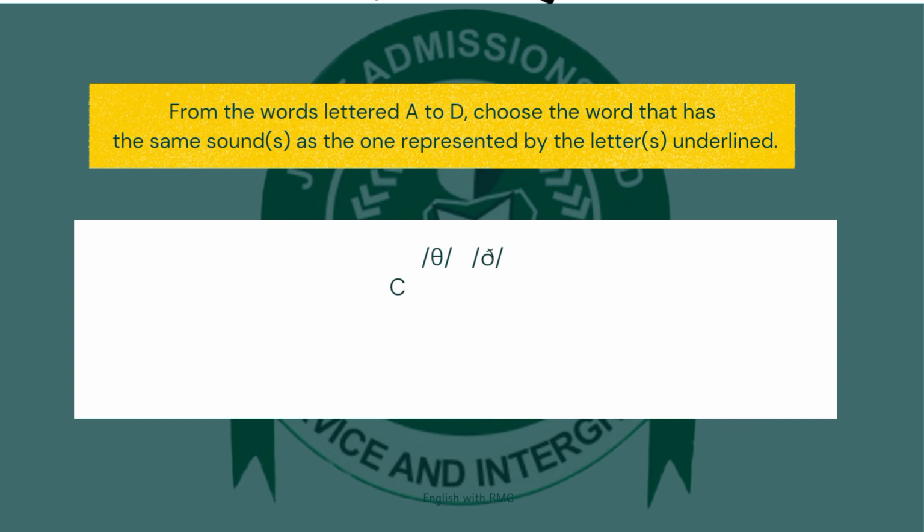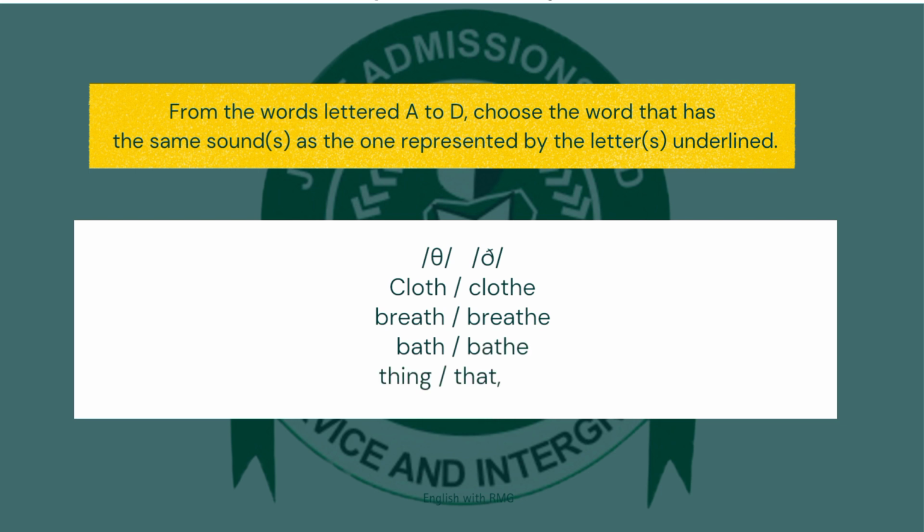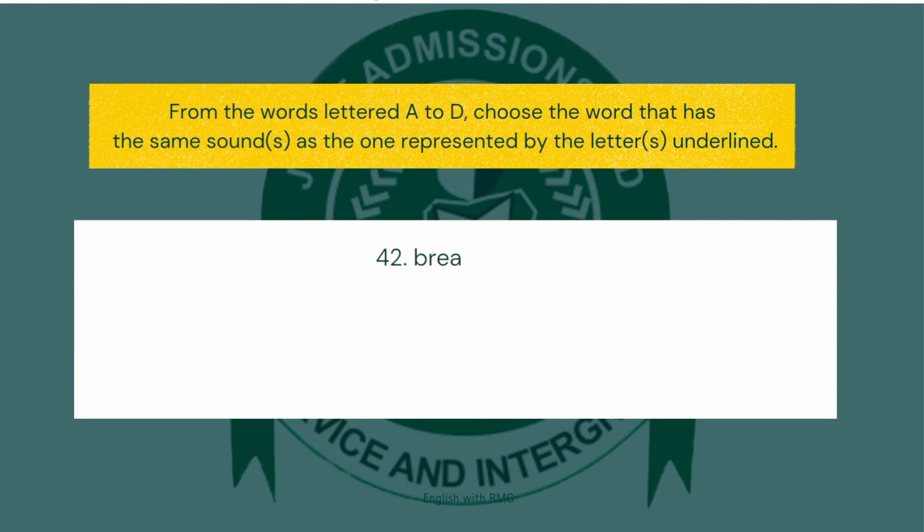Pause the video to answer. Let's see if we get it correctly. But I want you to note something: the difference between S and Z. Cloth without the E, clothes, verb with the E. Breath, which is noun without the E. Breathe, verb with the E. Bath, without the E, noun. Then we have bathe, with E, which is the verb. So these are the differences that you need to note in order to get it correctly. Don't get confused. Note the difference between the one that's going to be S and the one that's going to be Z.